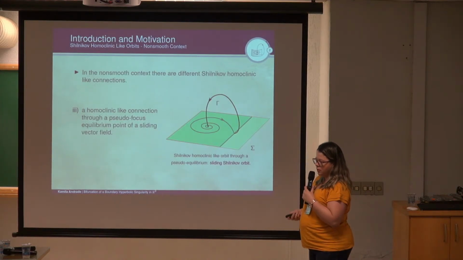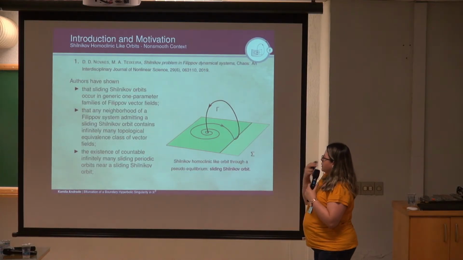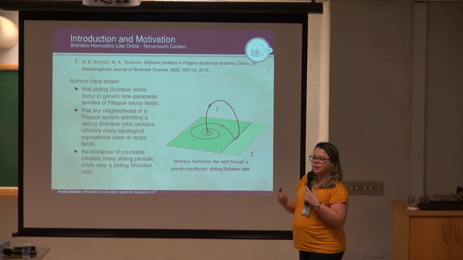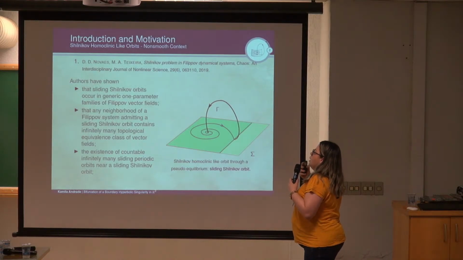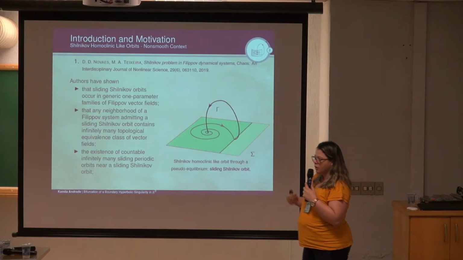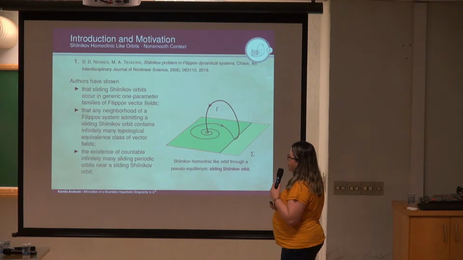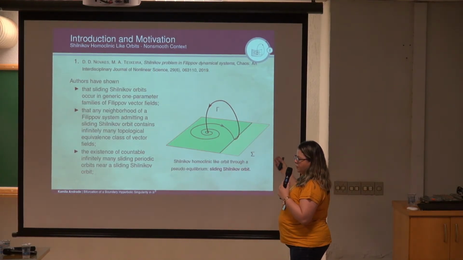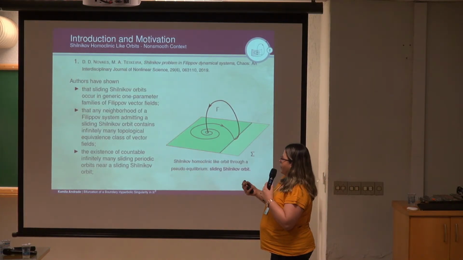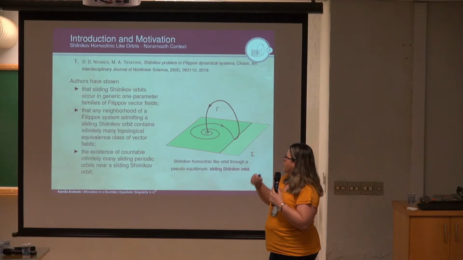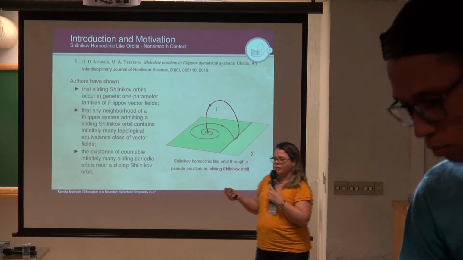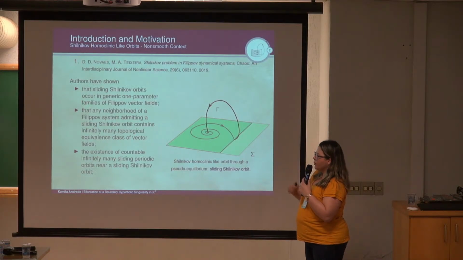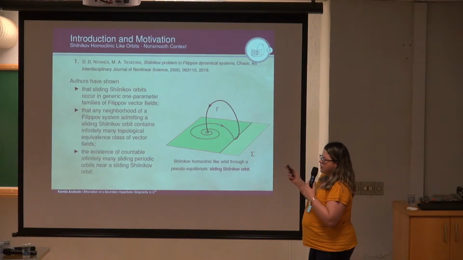Douglas has studied this kind of connection, and in this paper, the authors, Douglas and Marco specifically, have shown many interesting dynamical properties of this kind of connection. For example, a sliding Shilnikov orbit can occur generically in a one-parameter family of Filippov vector fields. If we have a vector field having this kind of homoclinic connection, then any neighborhood of this Filippov vector field contains infinitely many topological equivalence classes of vector fields near it. And they also have shown that there exist countably infinitely many sliding periodic orbits near this sliding Shilnikov orbit.